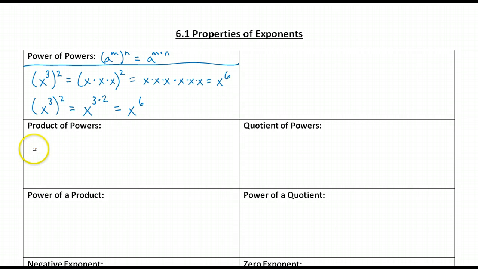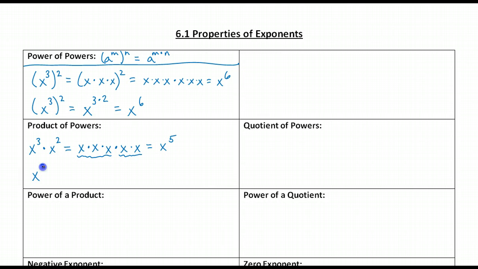Product of powers. If I have the same base, x cubed is really x times x times x. X squared is x times x. And between those two bases, I have multiplication. So if I were to simplify that, I would have x to the 5th power. If you look, this is really x cubed times x squared.